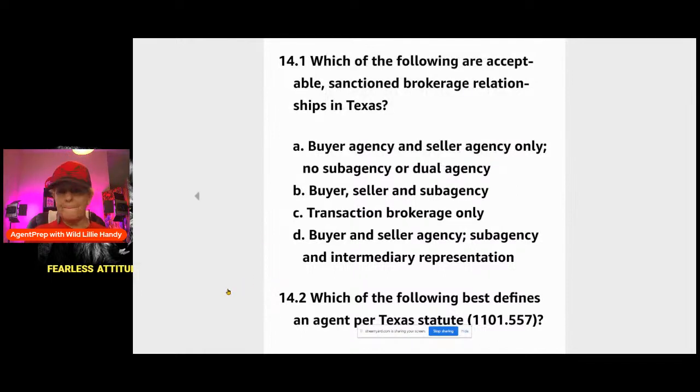All right, there we go. Number 1, agency and brokerage relationship. Which of the following are acceptable sanctioned brokerage relationships in Texas? A, buyer agency and seller agency only. No subagency, no dual agency. B, buyer, seller, and subagency. C, transaction brokerage only. Or D, buyer and seller agency, subagency, and intermediary representation. So remember, the IABS explains what choices a buyer and a seller have. So what types of agency relationships can we have? A, B, C, or D?